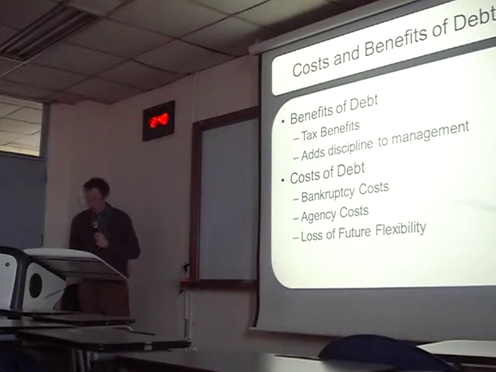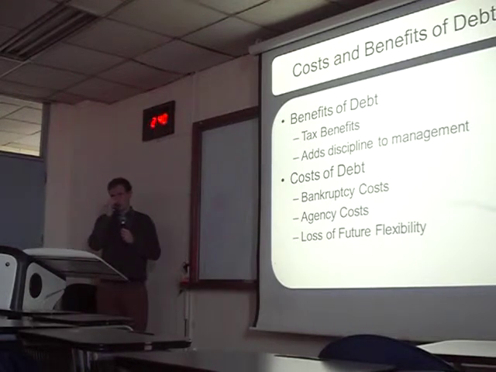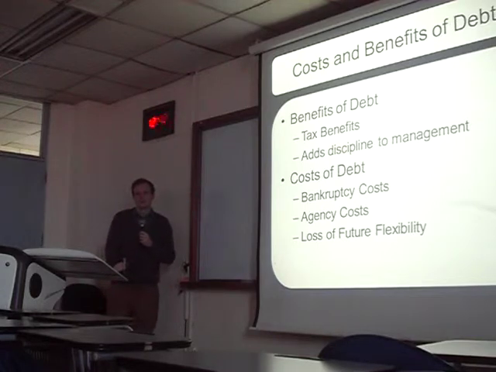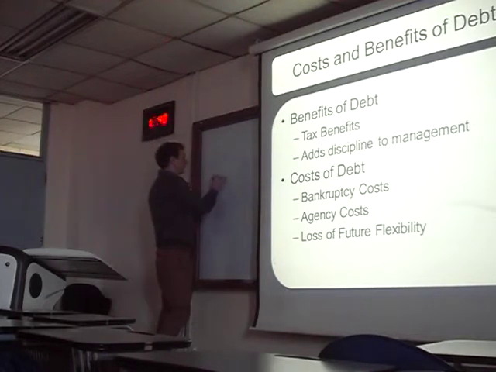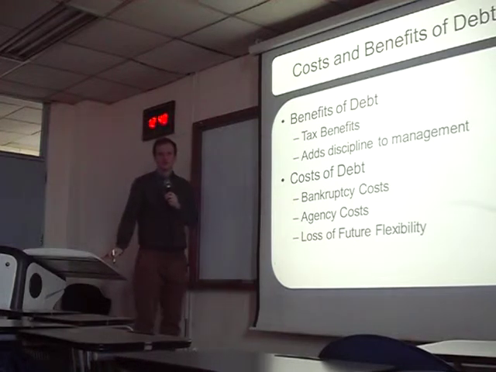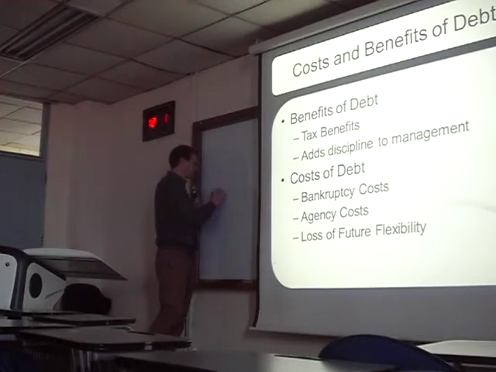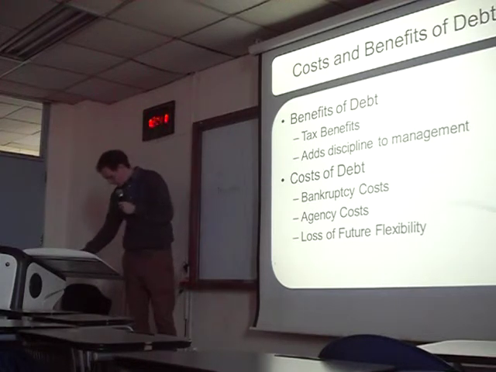Okay, Kim Yumi. Where's Kim Yumi? What are the advantages? Two advantages? Tax advantage. And? Another advantage? Discipline. Okay. And then some costs, two main costs of debt.